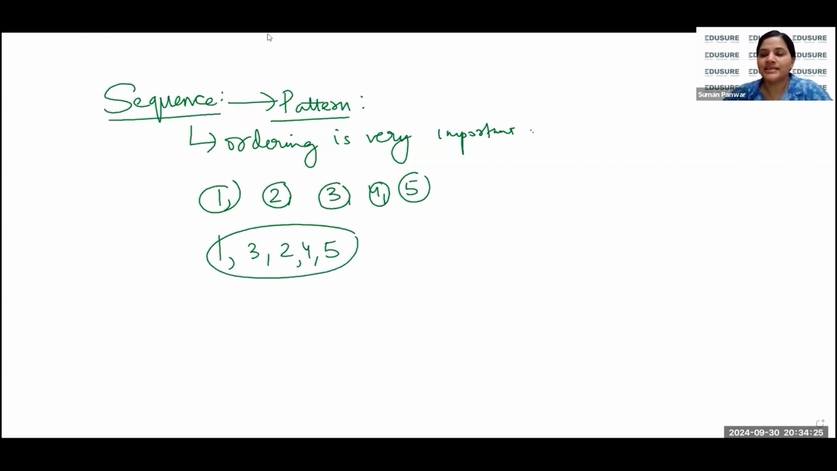So what is a sequence? A sequence is a particular pattern where ordering is very, very important. Now, when the ordering is very important, I would like to denote a term of a sequence in a particular way, okay?